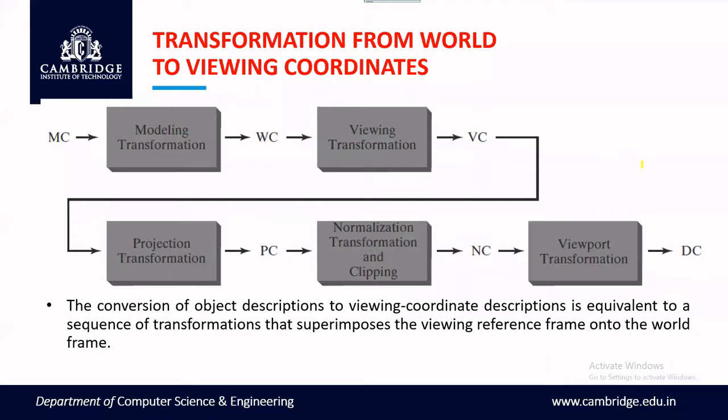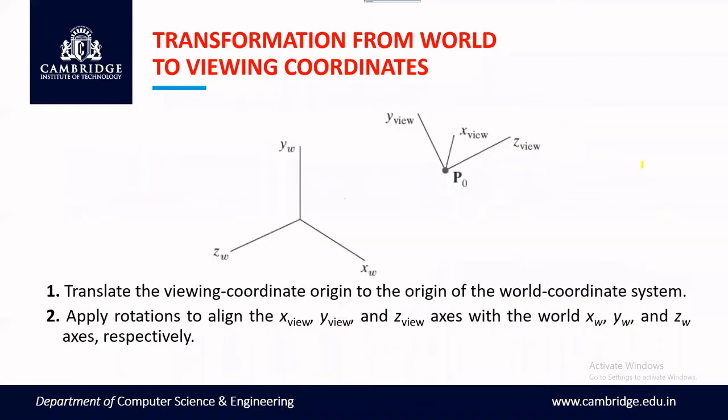The conversion of object descriptions to viewing coordinate descriptions is equivalent to a sequence of transformations that superimposes the viewing reference frame onto the world frame. So now this view frame should be superimposed on this world frame. That transformation will give you the viewing transformation matrix.